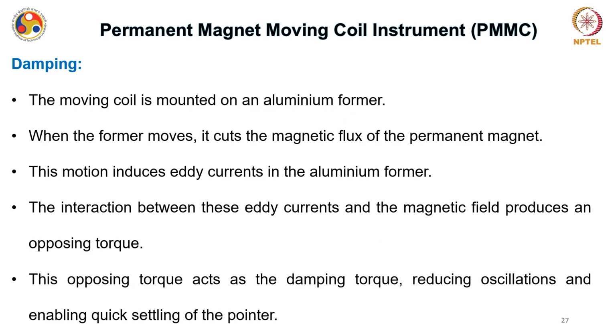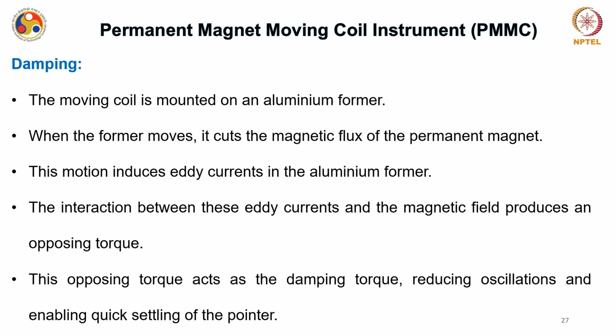Then the next system is the damping system, and for damping you have special arrangements for the voltmeter as well as for the ammeter. We already discussed that, but we'll overview it very quickly. The moving coil in the case of PMMC is mounted on an aluminum former. When the former moves, it cuts the magnetic flux of the permanent magnet, and this motion induces eddy current in the aluminum former.